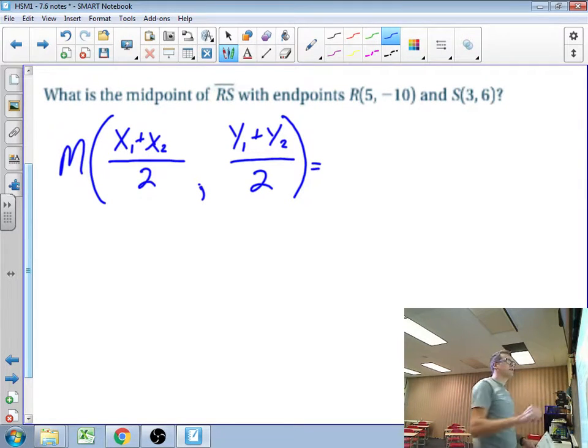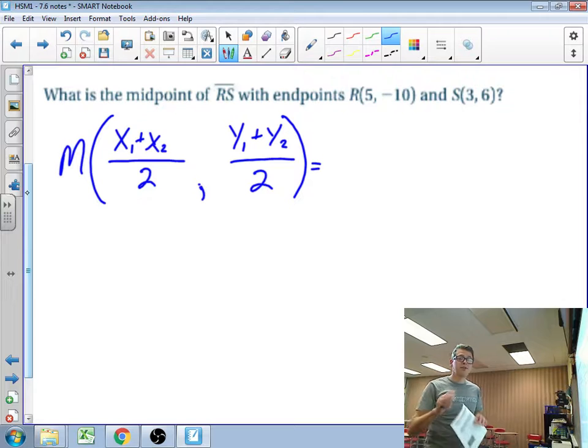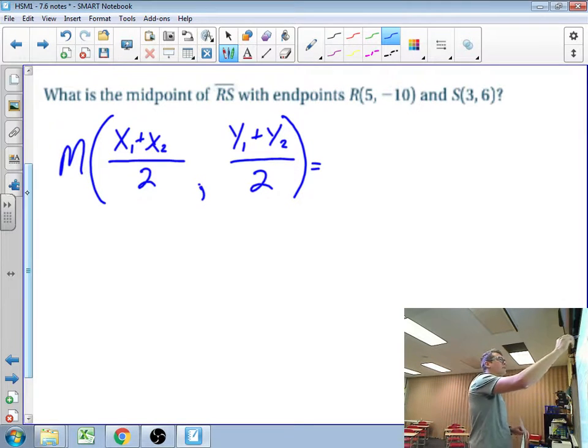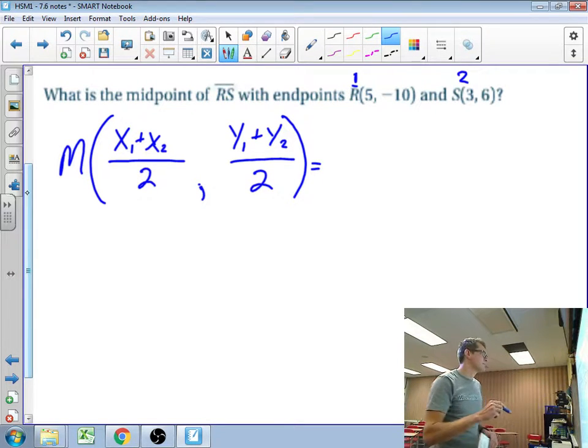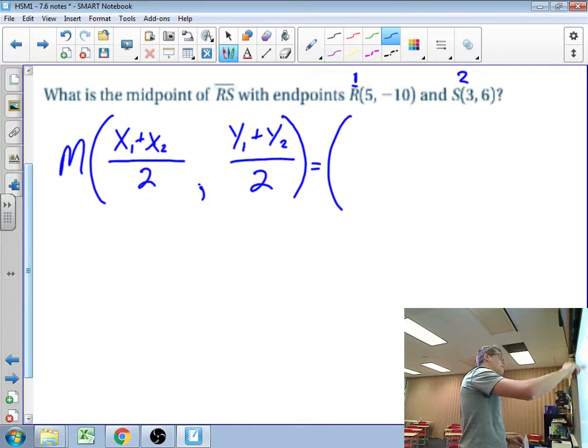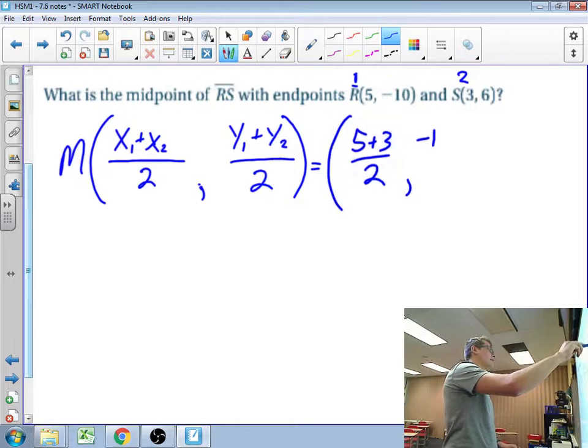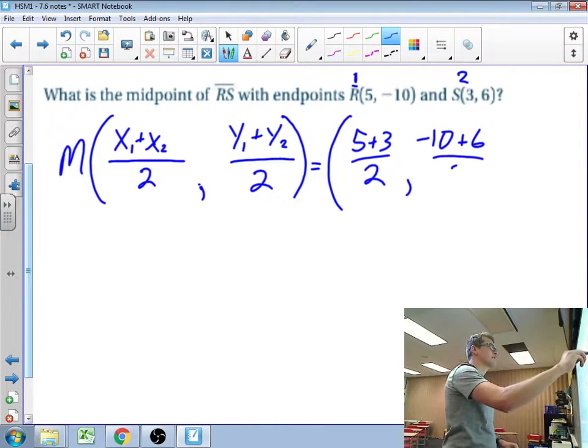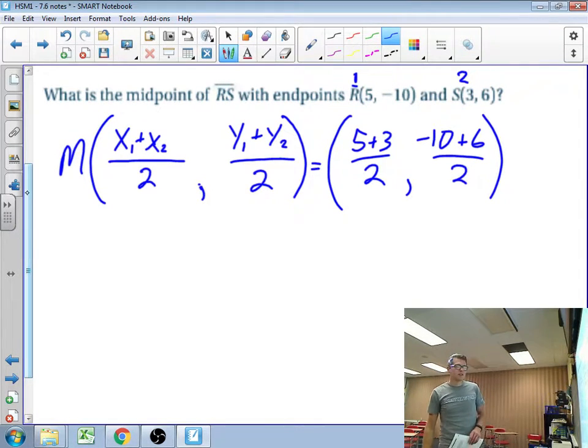So for us here, we determine a point 1 and a point 2. It doesn't matter which is your point 1 and your point 2. I just always go with the order they've been given. So I'm going to say that R is my point 1 and S is my point 2. So what I set up here is (5 plus 3) over 2, comma, (-10 plus 6) all over 2. So that's telling me that total span, that total distance.